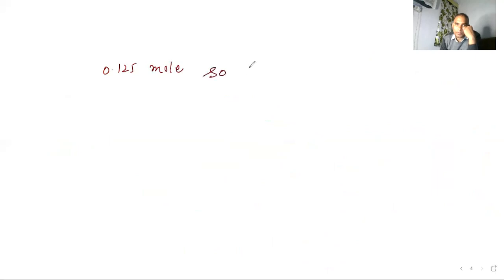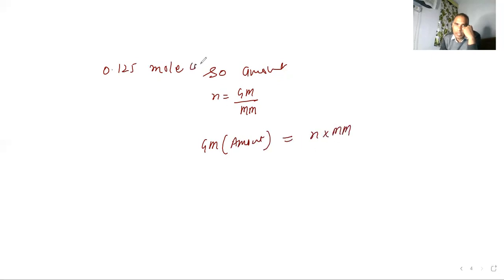So they are asking for the amount. How can you write the amount? N is equal to given mass upon molar mass. So given mass is N into molar mass, keeping in mind the amount is in gram. The N value you got is 0.125, and the molar mass of CaO is needed. Can you please calculate the CaO value?